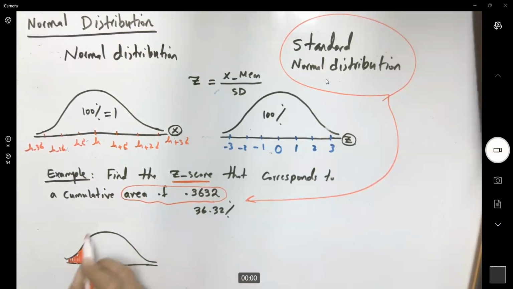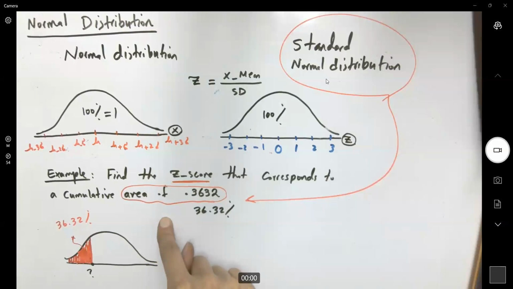So this is my 36.32%. But what is the z-score? What is this number on the horizontal line? How do I find this? Note that when the area is given to you, you have to use inverse norm.